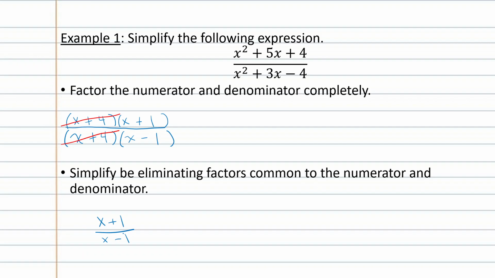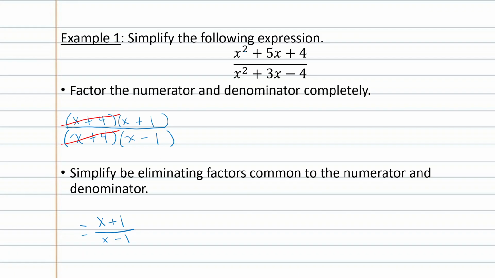Now, I can't simplify this because I have a difference in sign here. These aren't the same factor. x plus 1 is a different factor than x minus 1. And I can't pull the negative 1 out and get an x plus 1, because if I pulled a negative 1 out, I'd have negative x plus 1, which isn't the same thing as x plus 1. So here I really and truly have it as simplified as it can possibly be.